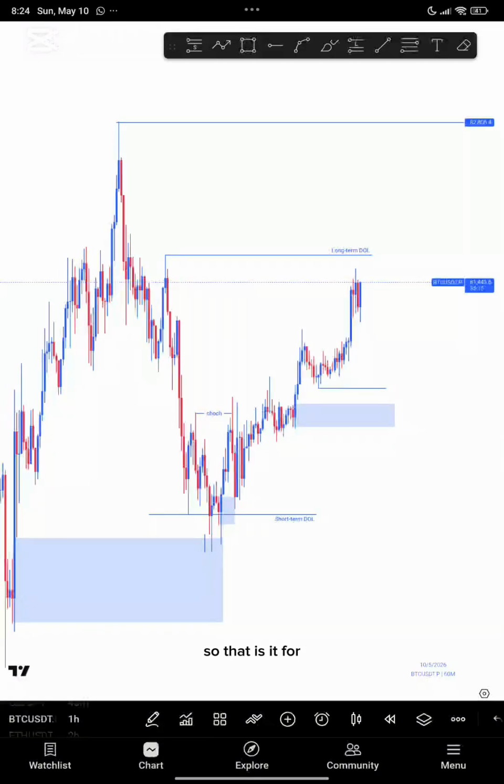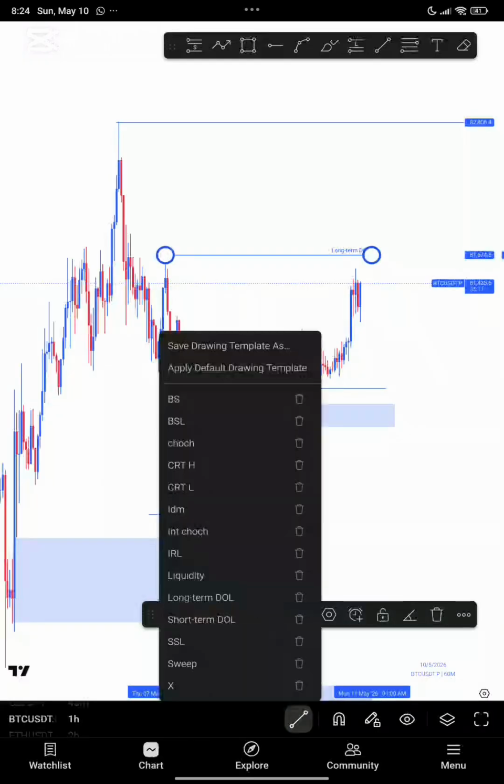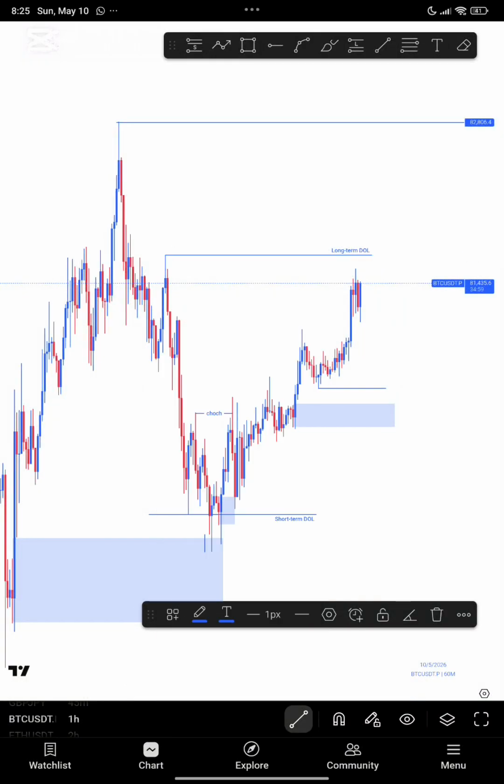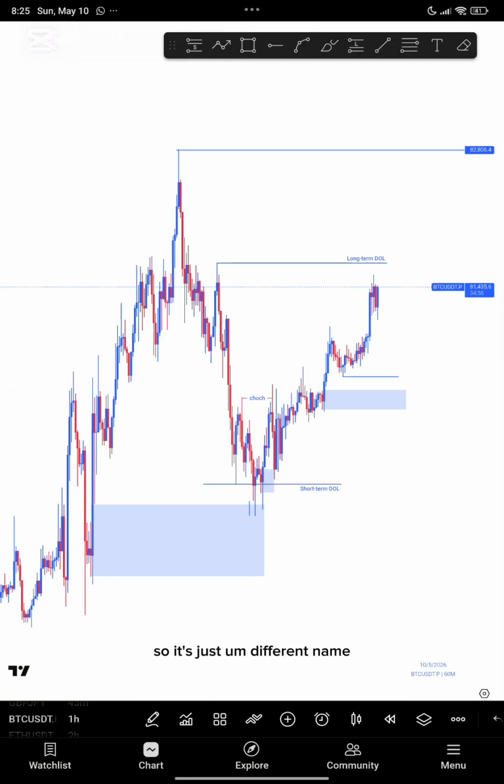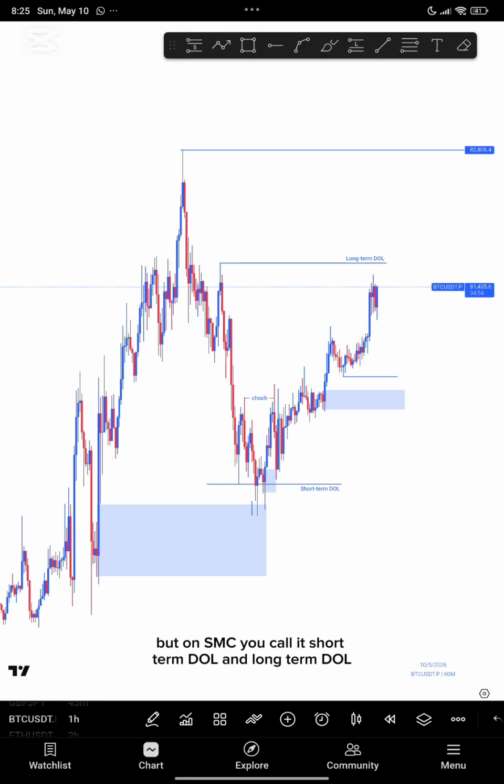for draw on liquidity. Most people call it CRT lows and CRT highs. If price takes some CRT lows, price will start targeting a CRT high, or CRT highs. So it's just a different name, but on SMC you call it short-term DOL and long-term DOL. So that is basically it here.